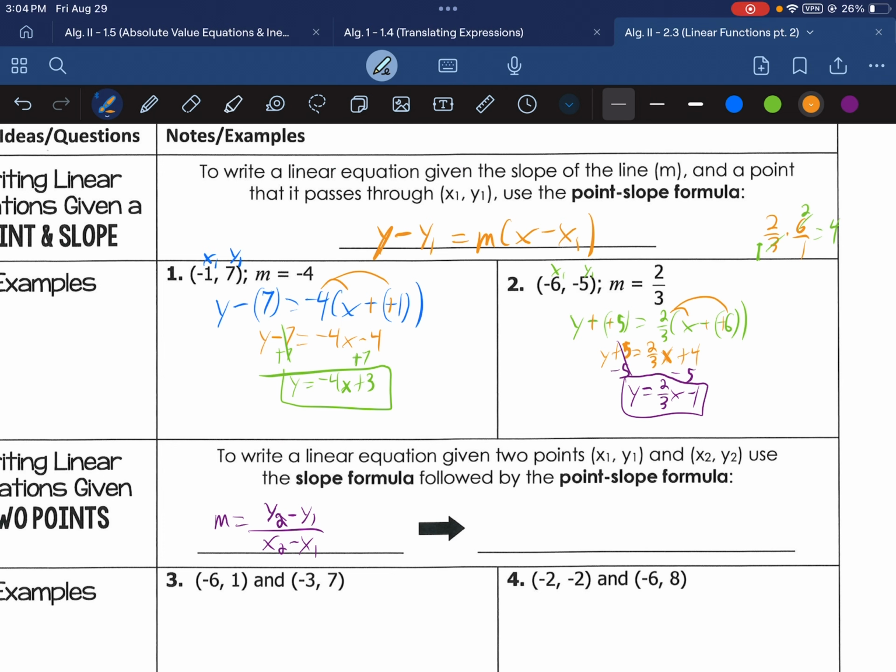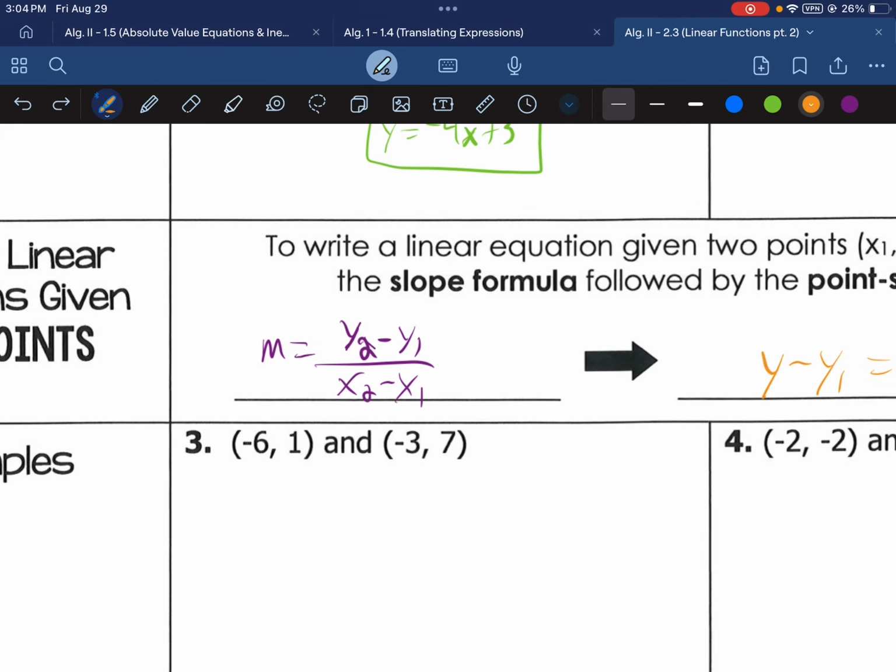But what you do is after you find the slope using that formula, then you plug it into the point slope formula. So then that's the y minus y1 equals m times the quantity of x minus x1 we used earlier. So we have to first find the slope, and then when we finally have the slope, we can use point slope formula, because that requires a point and a slope.